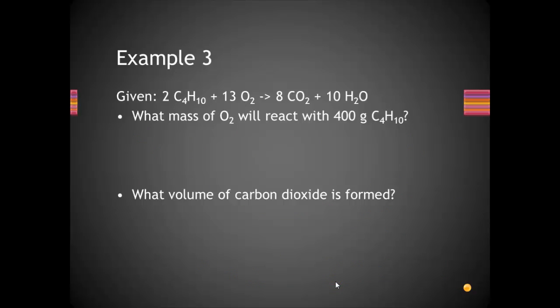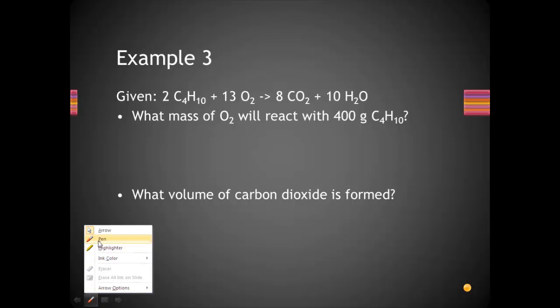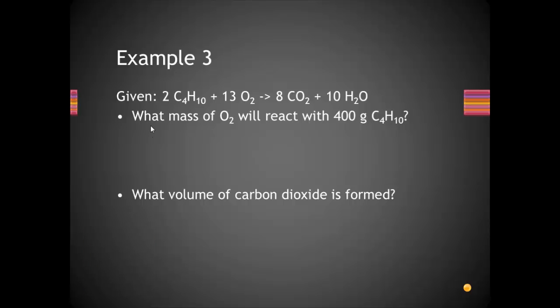In this equation, we are doing a combustion reaction. We're going to start with 400 grams of butane, and we're going to figure out how many grams of oxygen that will produce. That's going to be a 3-step conversion. So write down your given first, 400 grams of C4H10.